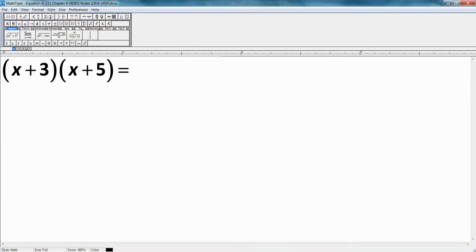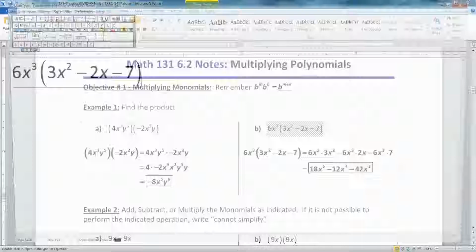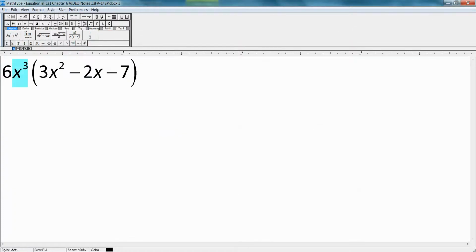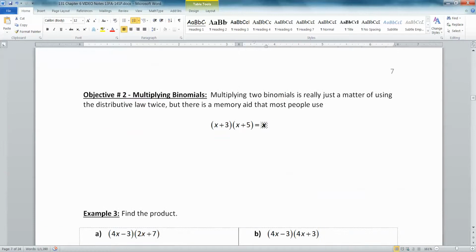Okay, so I want x plus 3 times x plus 5. What you're going to do is distribute, just like we were doing with the monomials. Let me bring them back up. When we distributed right up here, we took 6x cubed times this one, and then 6x cubed times the next one, and 6x cubed times the third term, and so on. So I'm going to do that again, but I'm going to have to do it for both things.